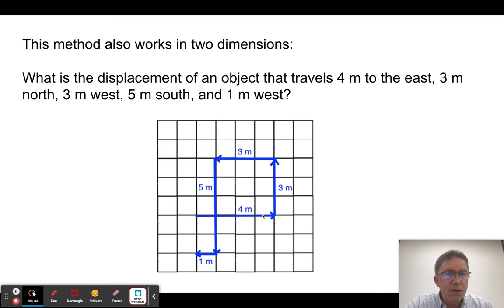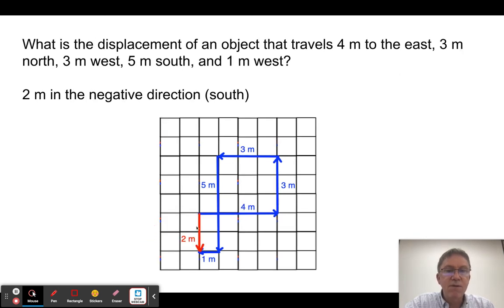I go 4 meters in the positive direction, to the right. I go 3 meters in the positive y direction. Then I go 3 meters to the west, which is the negative x direction. Then I go 5 meters to the south, which is the negative y direction. And then I go 1 meter west, which is the negative x direction. Like I did before, I start where I started and end where I ended. This will be my resultant vector right here. And so the displacement is 2 meters in the negative y direction, south.